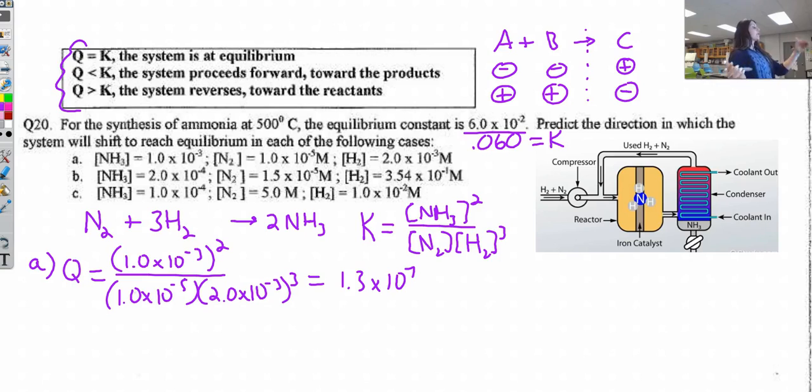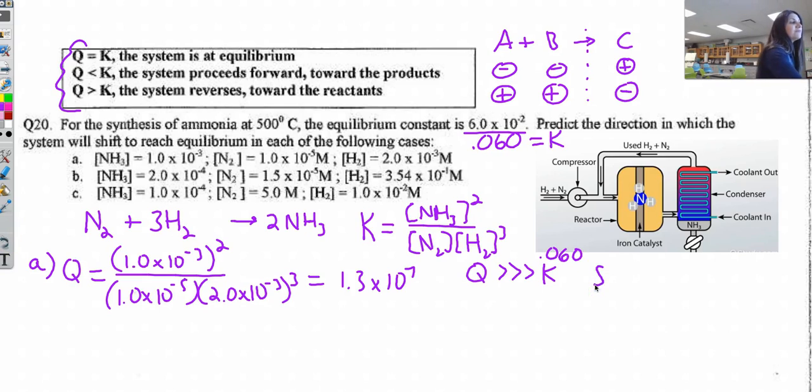Okay, so what we're going to do is compare Q to K. So we said that K is 0.060. So I've got Q as this number here and K as 0.060. So I know that Q is actually way, way, way bigger than K. And if Q is greater than K, which direction does it go? So are you thinking alligator mouth? It's going to favor which side? Well, it's going to go backwards and favor the reactants, okay? So remember, it's wherever the direction is of the mouth of the alligator. So I'm just going to say it's going to shift left. Let's keep it simple, and let's just say it is going to shift left.